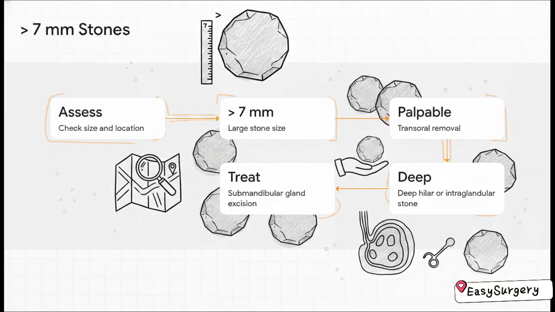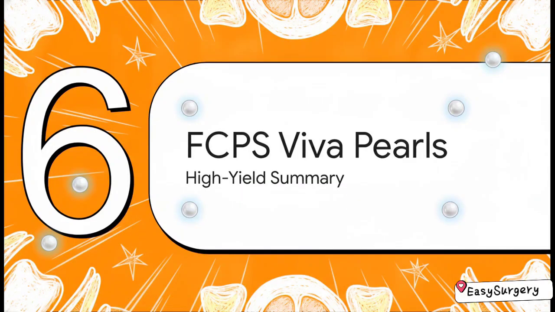And for stones greater than 7 millimeters, attempt transoral removal if it's palpable. But if you're dealing with a deep hilar or intraglandular stone, the algorithm mandates submandibular gland excision. Finally, Section 6, FCPS Viva Pearls. Let's bring this explainer home with some rapid-fire, high-yield takeaways for your examiners.